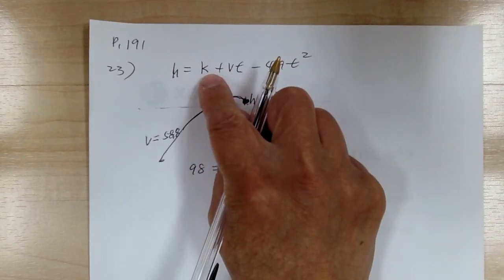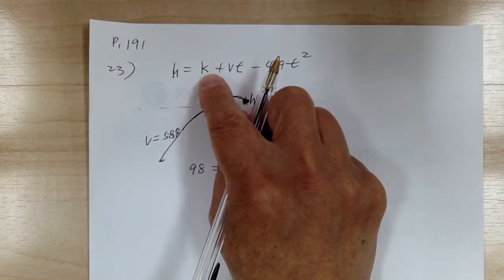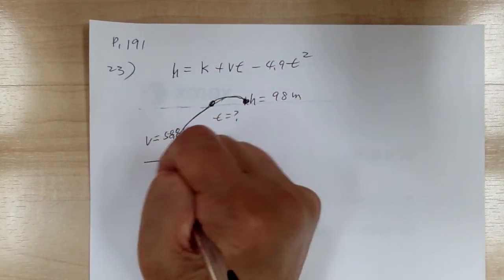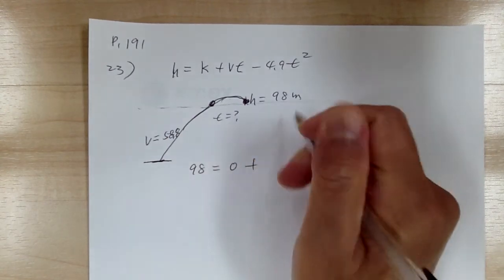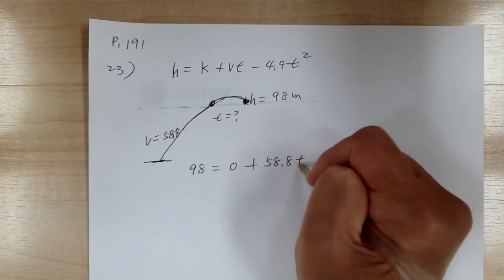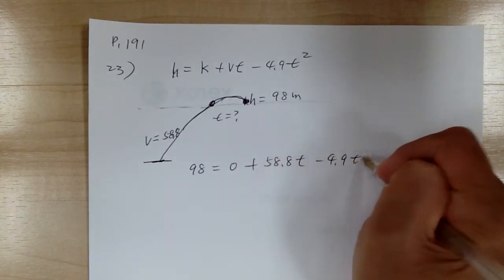K is your starting height. So starting height, you start over here. So k equal to 0. Velocity is 58.8 times time minus 4.9 t squared.